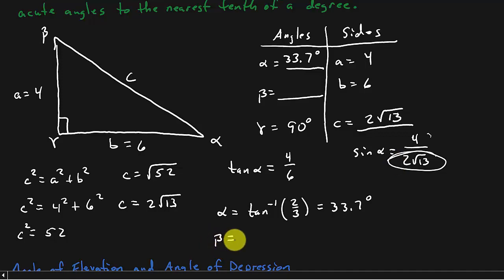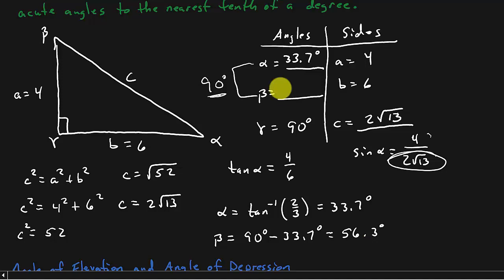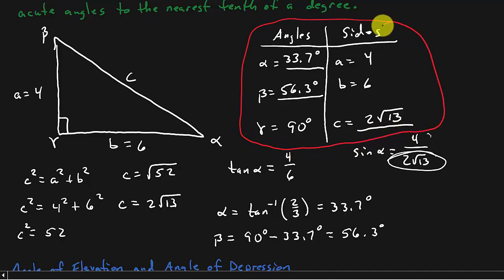And so beta, we can find beta. Well, we know alpha and beta have to add up to 90 degrees. See, these two have to add up to 90 degrees because 90 plus this 90 here for gamma is 180. So that's going to be 90 minus 33.7 degrees. And so I get beta is 56.3 degrees. And so now here is my answer.